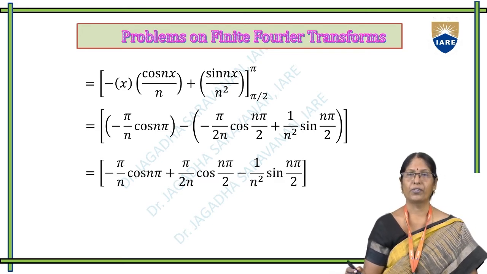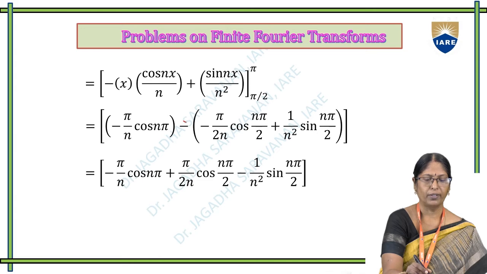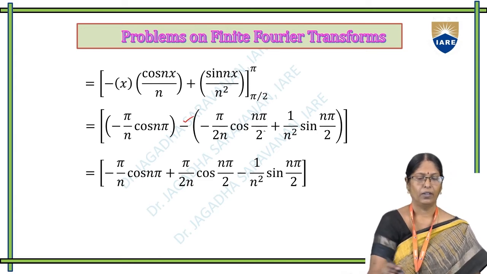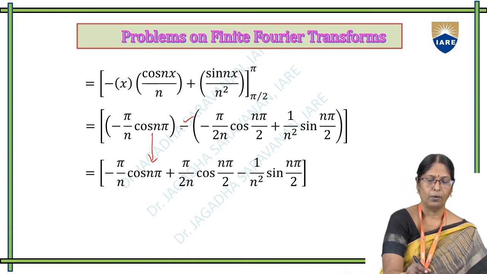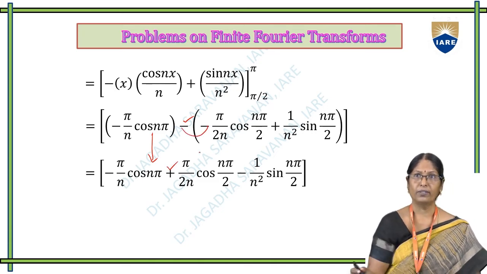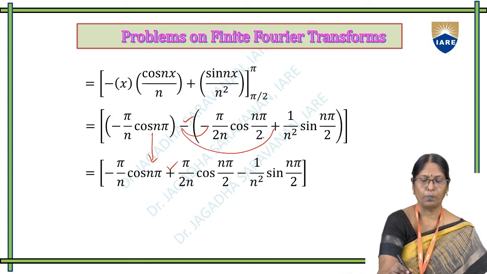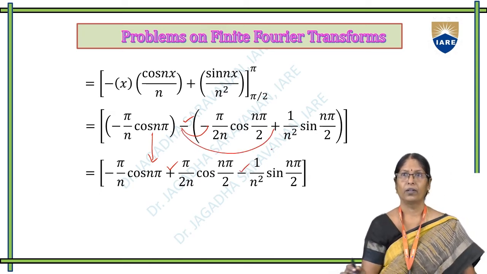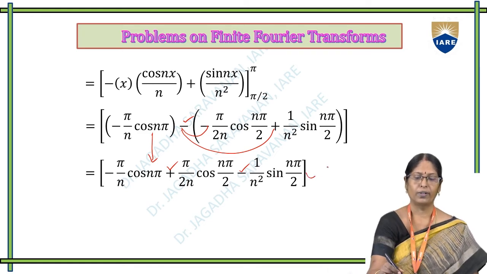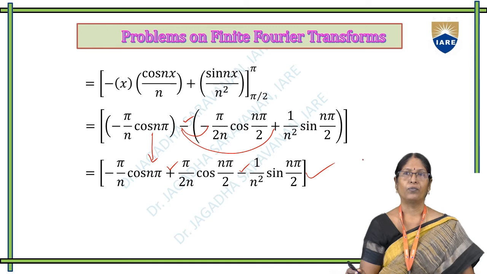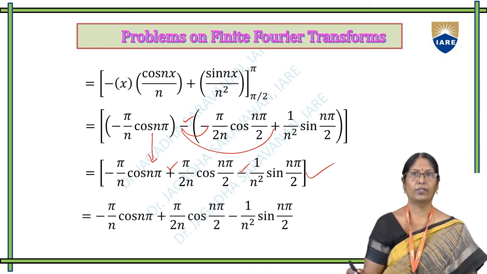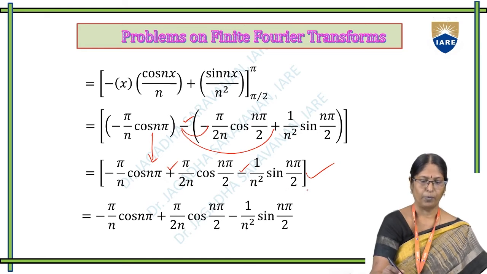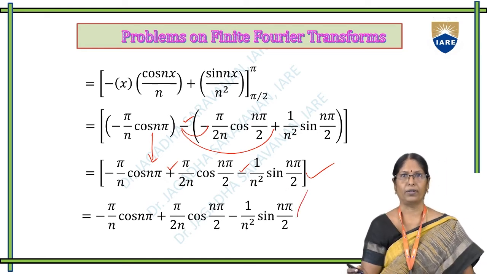Some small simplifications, that is, we have taken this minus sign inside. The first term is written as it is, whereas the second term, minus into minus is plus, again minus into plus is minus. So 1 by n square sin n pi by 2. So this is the result we got for the third integral. More simplification is there. Just it is repeated, written without a bracket. That's it.